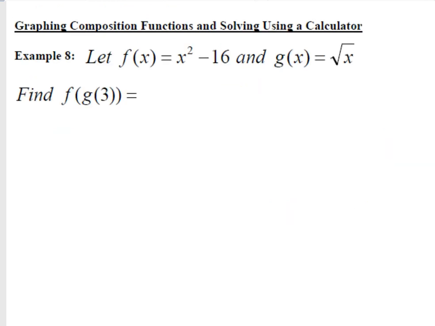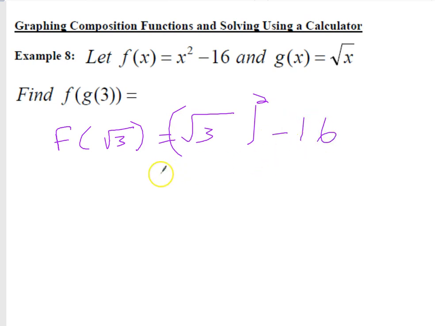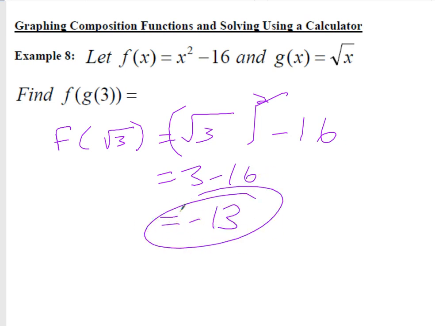Okay? And next here, we want to do f of g of 3. So I'm going to start out and find out what g of 3 is. That is really just going to be f of root 3. So I'm going to take root 3, plug it in for x. And when I do that, these cancel out. So it'll be 3 minus 16, which is going to be negative 13.